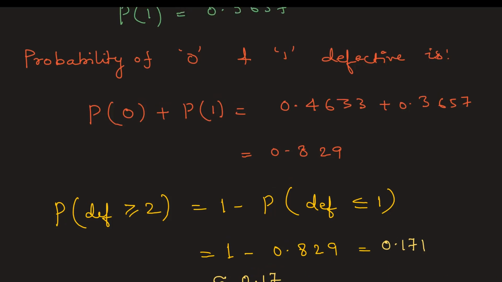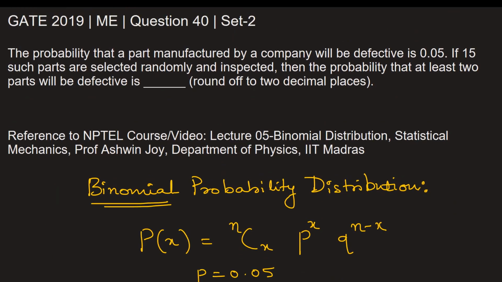So let's match with the given options. Okay, this is a fill in the blanks type question, so we don't have any options here, we have to fill in the answer. So if 15 such parts are selected randomly and inspected, the probability that at least 2 parts will be defective is 0.17.